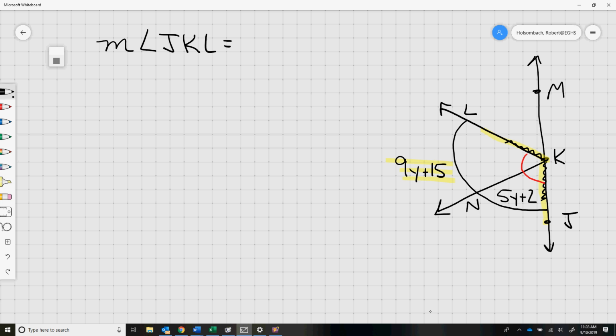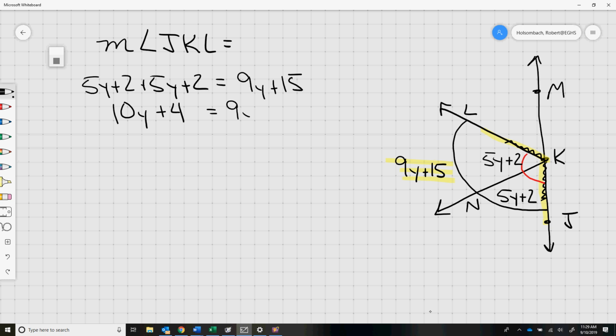Now if JKN is equal to 5y plus 2 and it's congruent to NKL, then isn't the measure of NKL also 5y plus 2? And those two small angles added together equal your 9y plus 15. So that's how you set up your equation. These two angles, 5y plus 2 plus 5y plus 2 has to equal your 9y plus 15. And then you combine like terms on the left side and you get 10y plus 4 equals 9y plus 15. And then just solve for y.